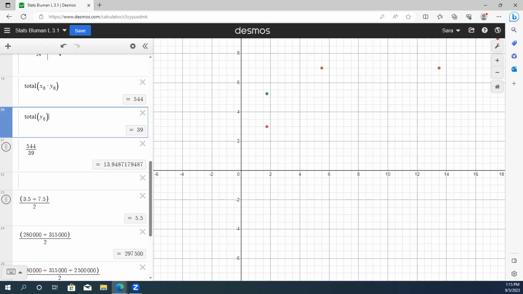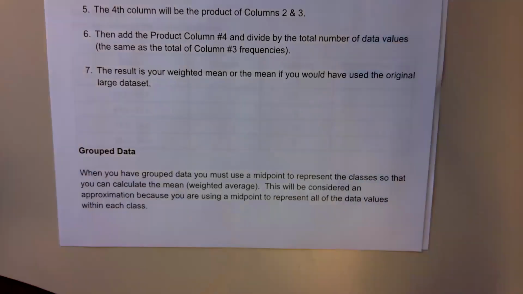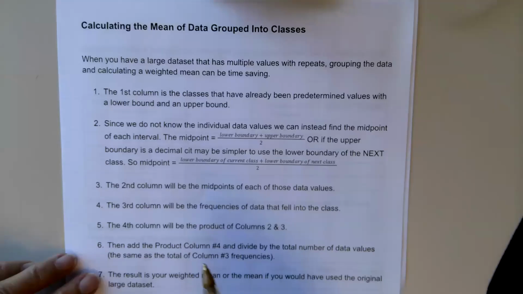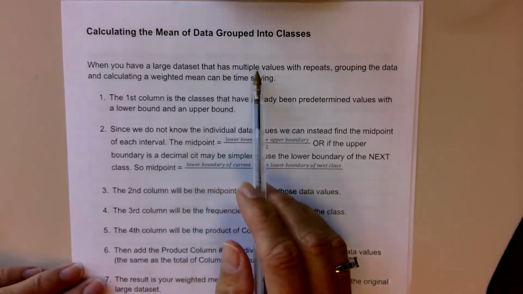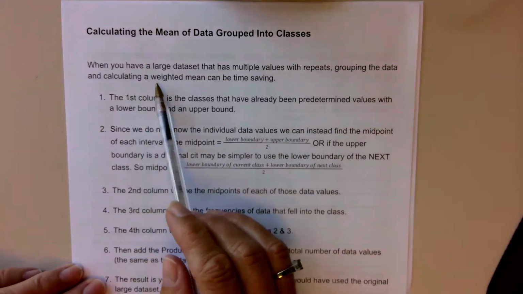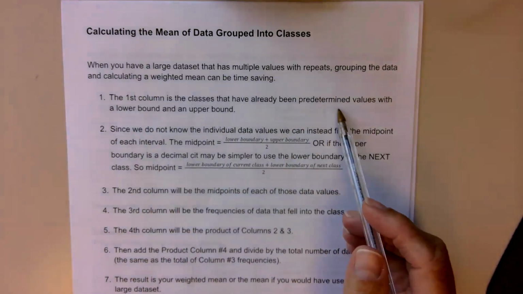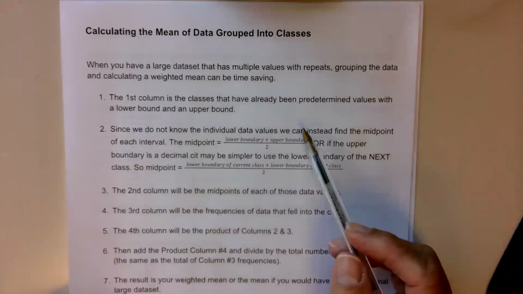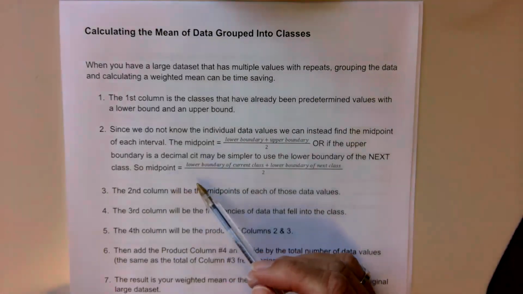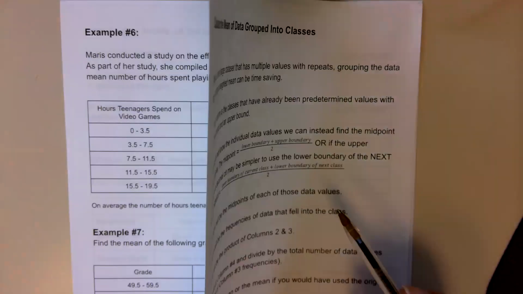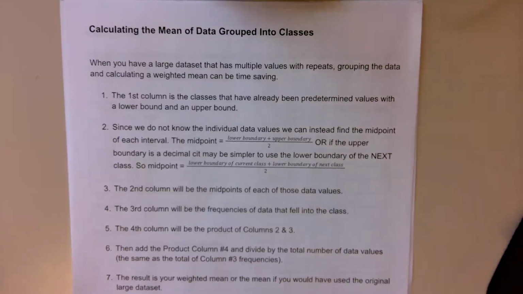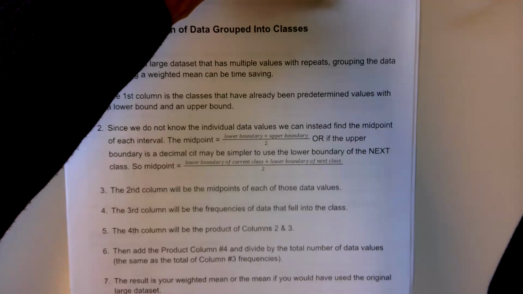Okay. Next up, another way to calculate a weighted mean is also for data that's grouped into classes like we had in our chapter 2 with those grouped frequency distributions. So when you have a large data set that has multiple values with repeats, grouping the data and calculating a weighted mean can be time saving. So this is just describing how we're going to get our midpoints. And we already did this in chapter 2. So I'm just kind of going back through it again.